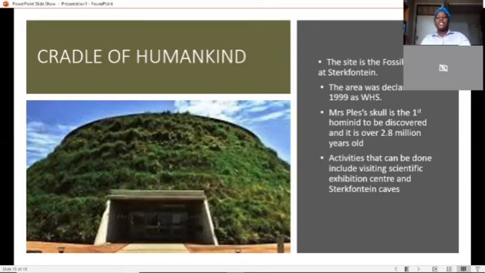Mrs. Ples' skull is the first hominid skull to be discovered, and that was 2.8 million years ago. So just imagine, that was long, long ago. I don't even want to think of how life was, because the skull is not normal like ours. It is quite big. It's not normal.